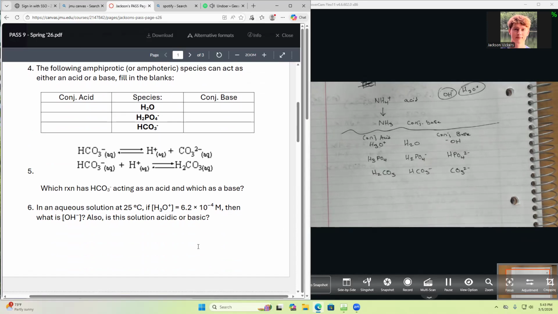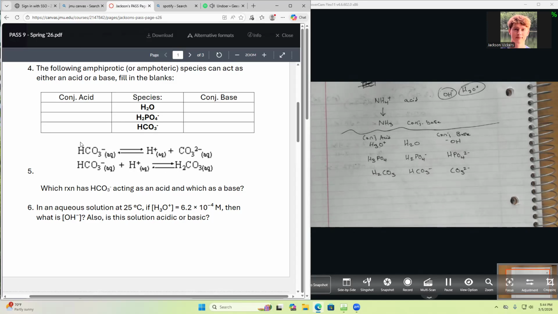Cool. All right. Here's another example of acids and bases chemistry. So I'm asking which reaction has HCO3 minus acting as an acid and which one as a base. So HCO3 minus, again, is an amphiprotic species. And we have two different equilibrium reactions up here. I know it's equilibrium because we have a forward and reverse arrow. And one of them is showing HCO3 minus acting as an acid, and the other one has it acting as a base.